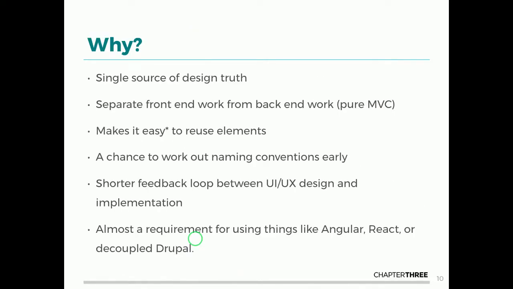So why are they so popular? Especially on big systems, there's a single source of design truth. You can have a pure separation between front end and back end, at least theoretically. You can reuse elements easily, at least theoretically. And you can work out your naming conventions earlier. You can have a shorter feedback loop between designers and actually implementing the whole site with its whole back end and everything that comes with it. If you're using a tool like some of the front-end JavaScript frameworks, it's almost a requirement to have worked out these things.